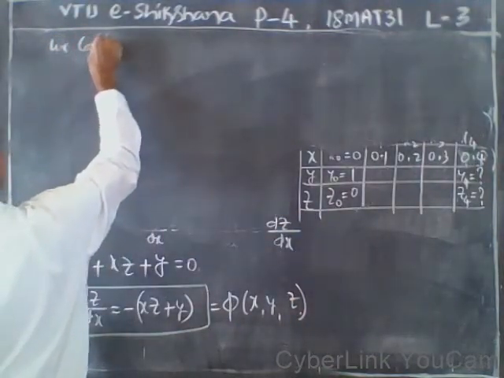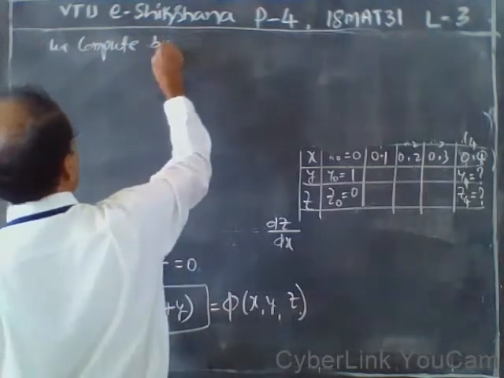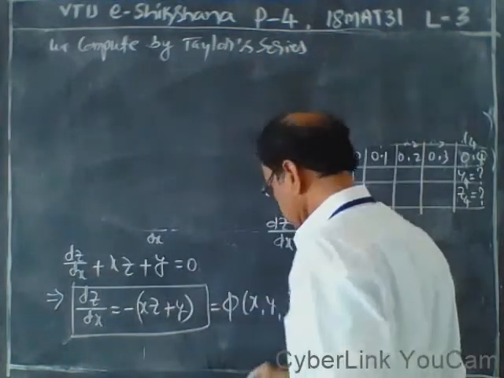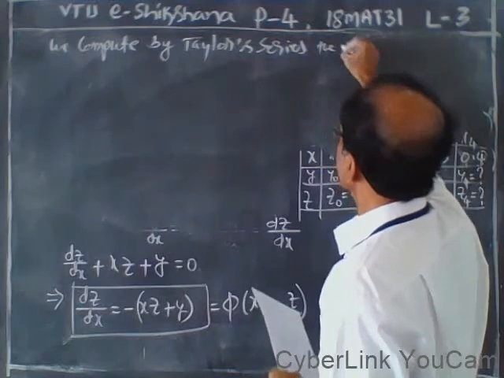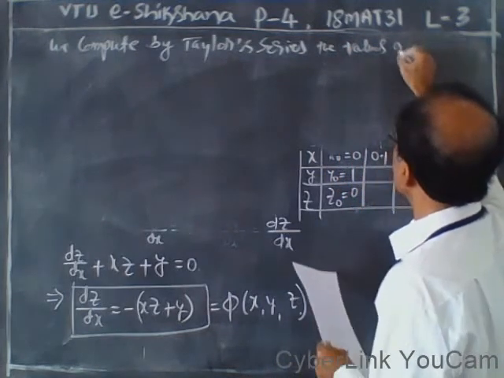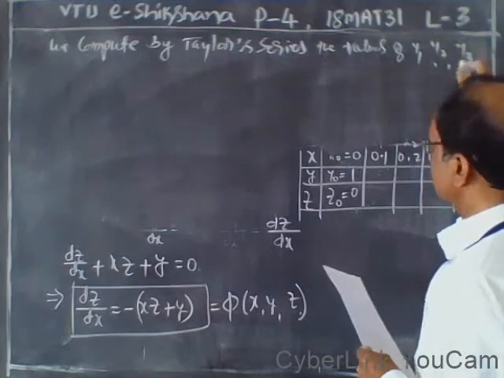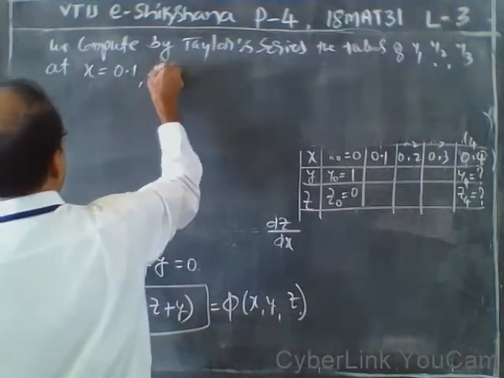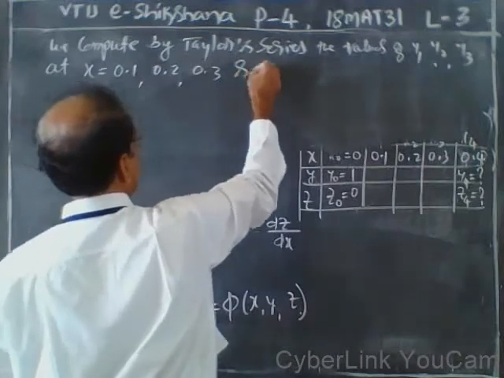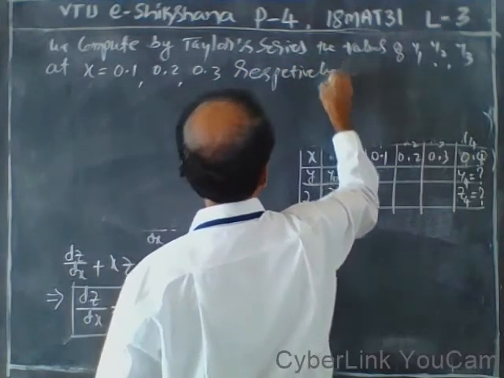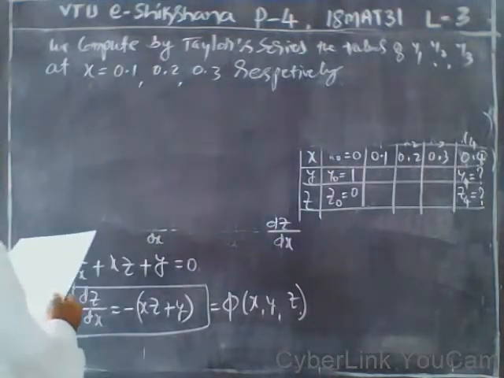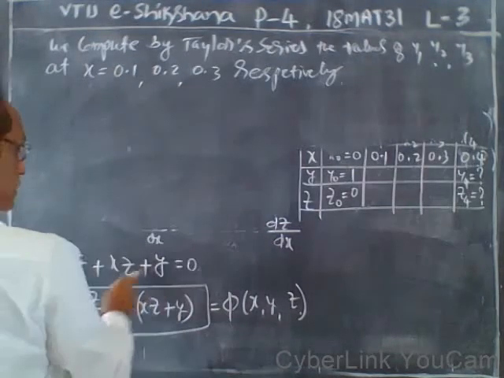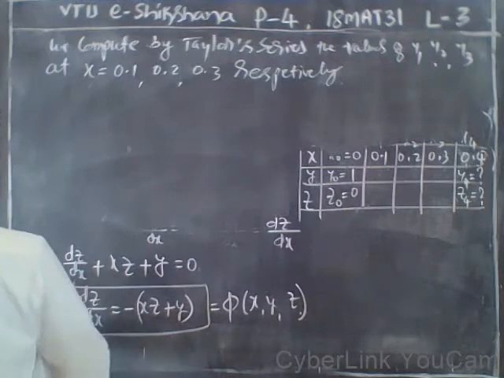We compute by Taylor series the values of y1, y2, y3 at x equal to 0.1, 0.2, 0.3 respectively. Then what is the equation we have to consider? That means here this must be the given equation and then we go on differentiating that.